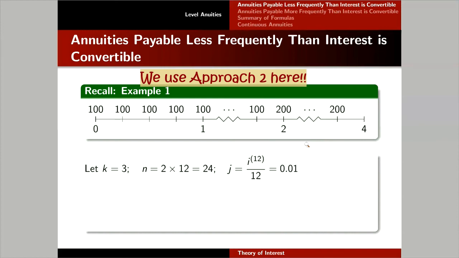Here we are going to use the second method, meaning we are not going to convert the interest rate. You can see I did not do any interest conversion. I will make use of I upper 12 over 12. I will not convert it to I upper 4 over 4 just to match the payment period. No, I'm not going to do that. Let's make use of method 2.